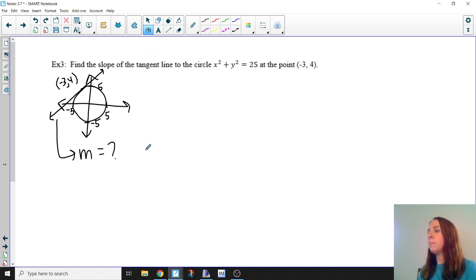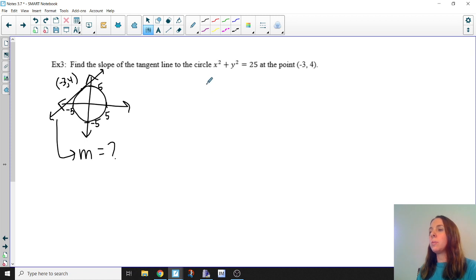You should know that if you're finding the slope of a tangent line, that means differentiate. Nowhere in here does it say take a derivative or differentiate, but if you're asked to find the slope of a tangent line, you should know that that is what you need to do. So let's use implicit differentiation here.